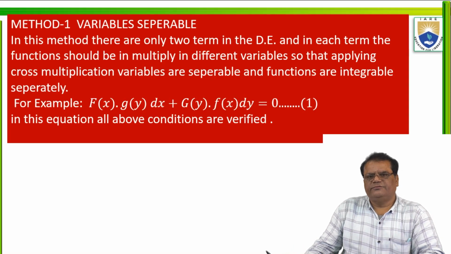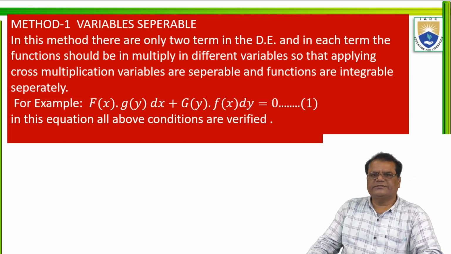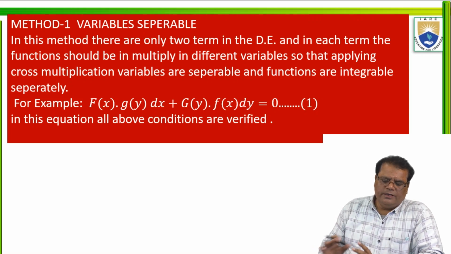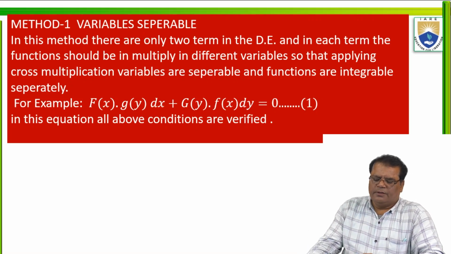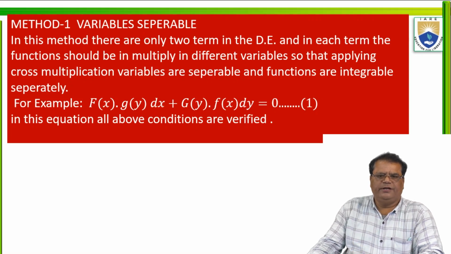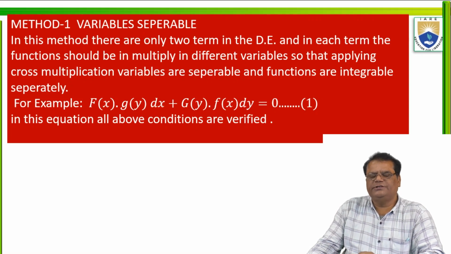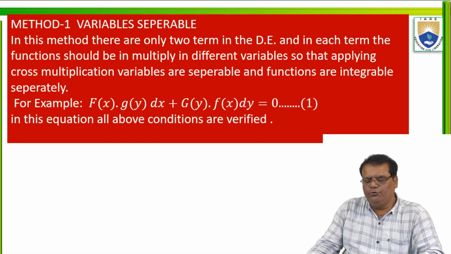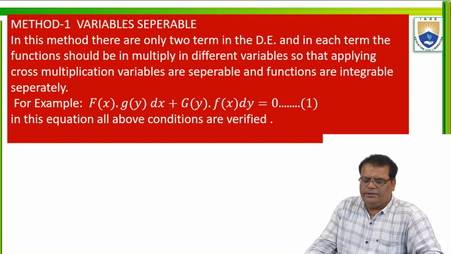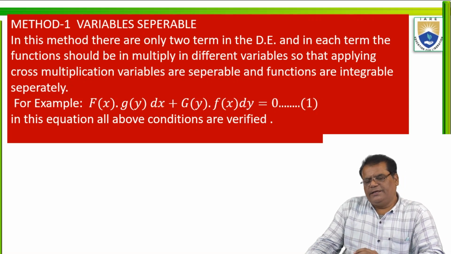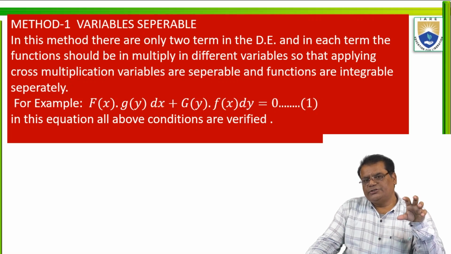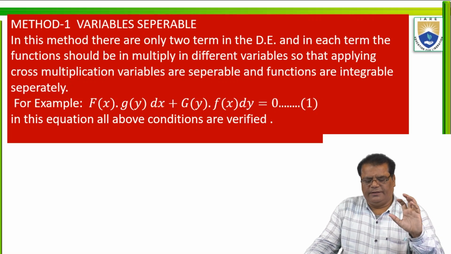Now method 1. First I am discussing method 1. In this method, there are only 2 terms in the differential equation, not 3 terms. If 3 terms are given, then the question is wrong. Only 2 terms are given. In each term, the functions should be in multiply.